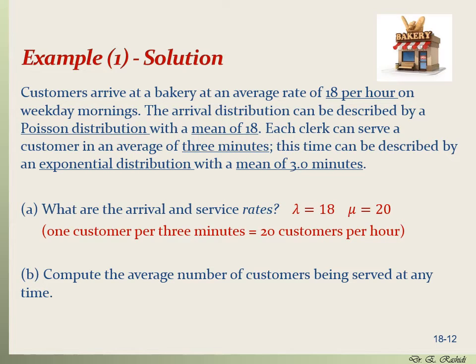So the average number of customers being served, that's similar to the utilization. So that's actually lambda over mu. So that means at any given time, we have 18 over 20, which is less than 1. 0.9 customer. This is on average, of course. So at any given time, on average, 0.9 customers are being served.